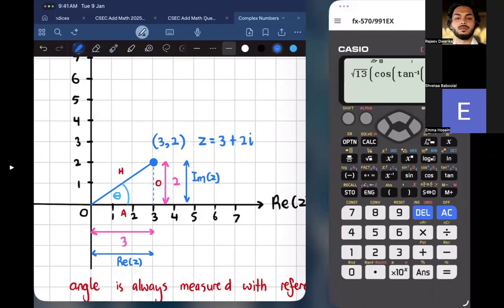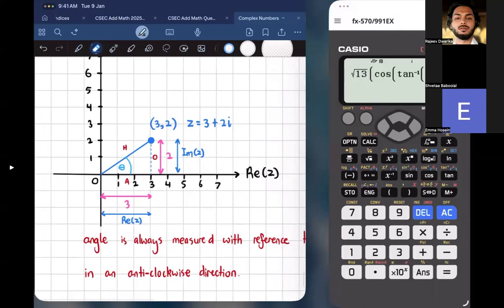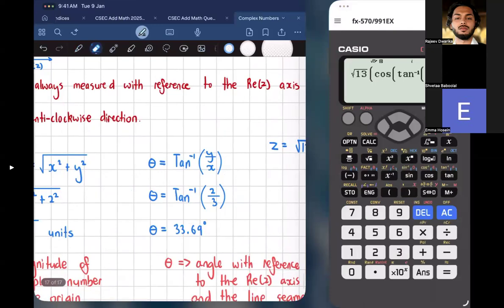Now, in the next class, I will show you the proof for the Morse theorem, and show you how everything works. And I'll show you the principal argument of a complex number. You see how we found theta to be 33.69? That's the principal argument, basically the angle in the first quadrant. I'll show you how to find angles in the other quadrants.